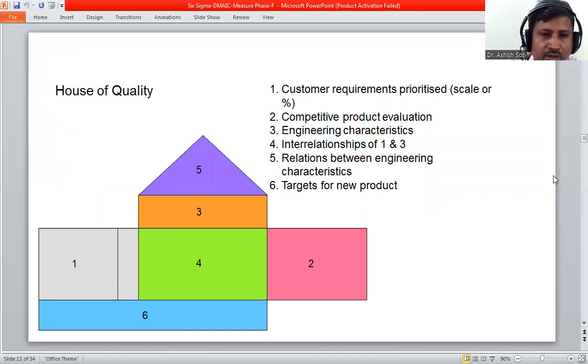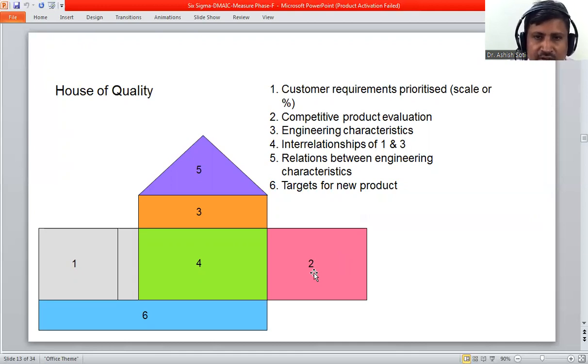Customer requirement, now you see there are different boxes. It's the shape of a house. If you see here, one is for customer requirement priorities, what the customer wants. Two is competitive product evaluation. We compare our product with the competitor and try to see what the competitor is doing for the particular requirement or characteristic I am talking about. So in one you will have 8 to 10 characteristics. For each, we are going to see what other competitors are doing.